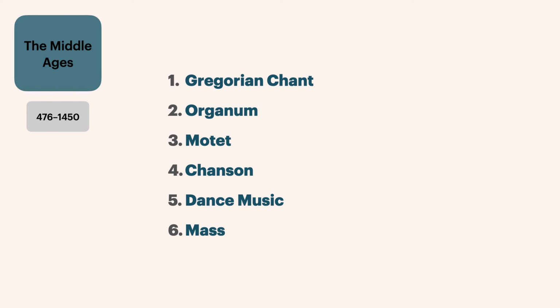Unlike the grade 9 material, like I mentioned, we're more focused on types of music this time around. So we're going to have less full composer biographies, and instead we're going to be looking at a genre and then examine an example of that genre. The genres in the Middle Ages that we're going to look at are on your screen. So Gregorian chant, organum, motet, chanson, dance music, and the Mass.